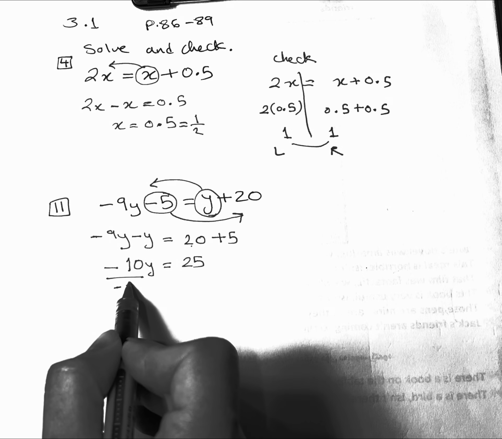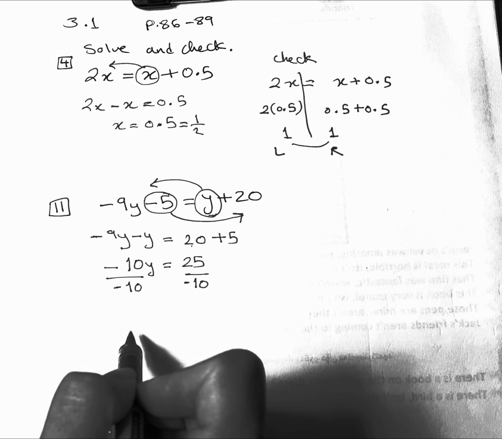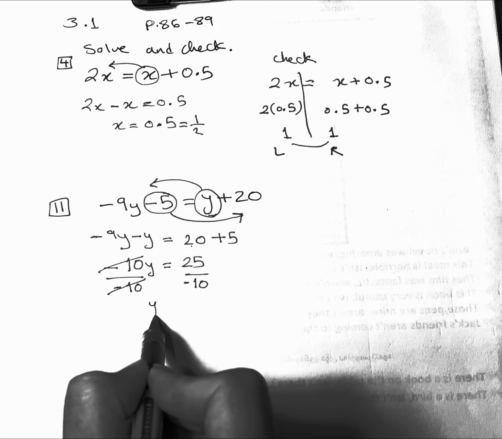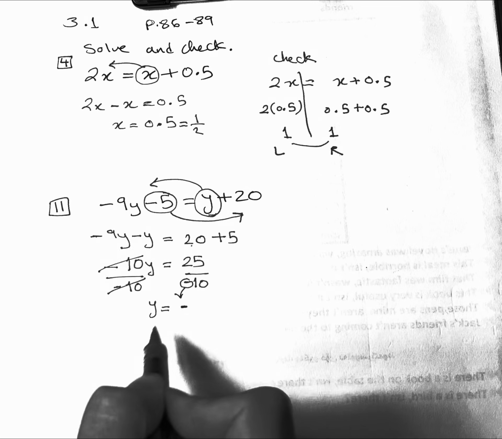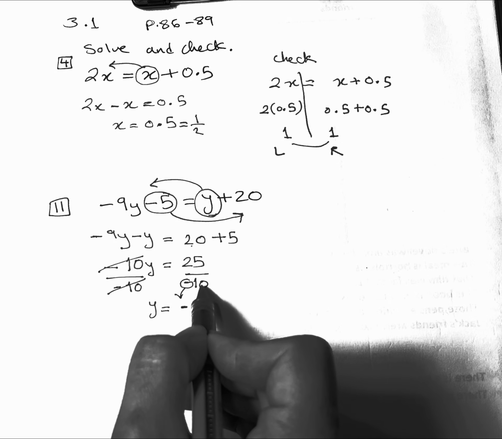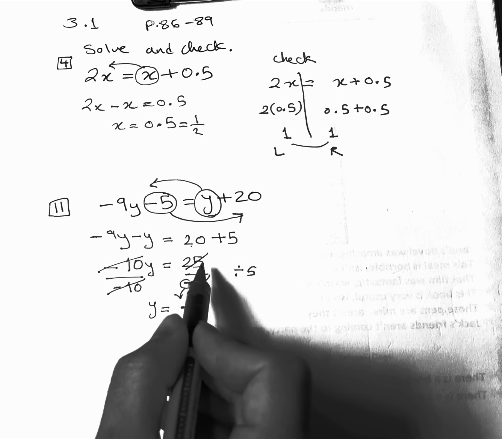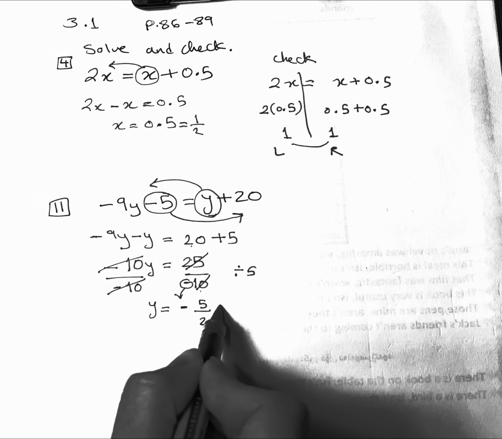I divide both sides by negative 10. Why do I divide by negative 10? Because I want y to be alone. So y equals, remember again, my answer is negative, so copy paste the negative sign first. 25 divided by 10, both of them are divisible by 5. So 25 divided by 5 is 5, and 10 divided by 5 is 2.